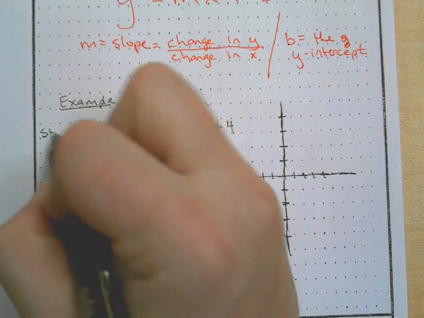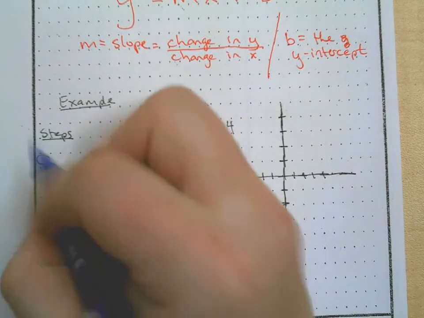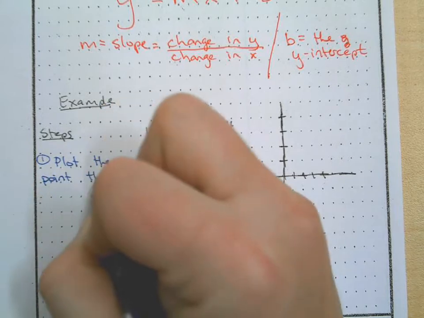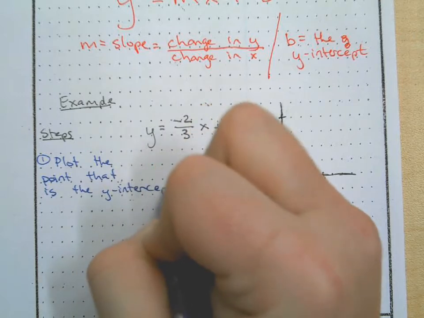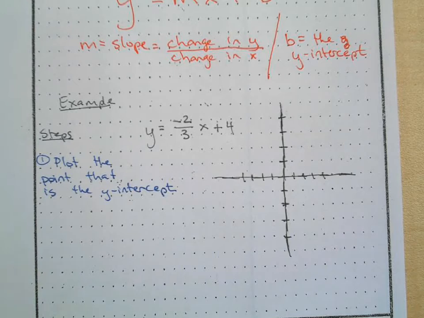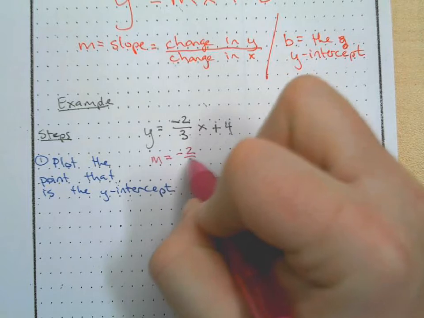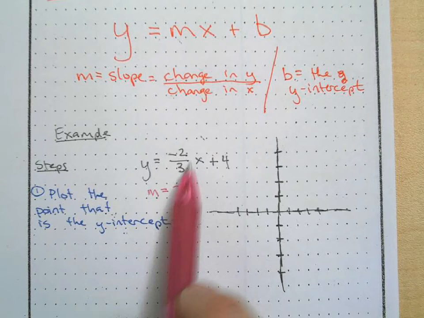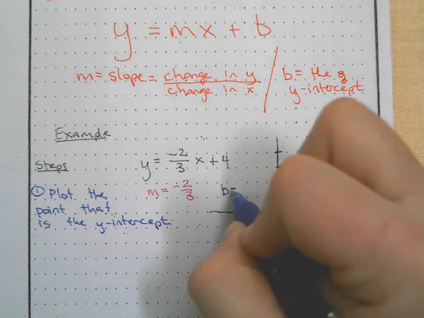And here are our steps. Step number 1, plot the point that is the y-intercept. So when I look at my equation, I can identify my pieces. My slope, m, is negative 2 over 3. That's that letter that's right in front of x. M is in front of x, so I'm going to grab whatever is right in front of x. And then my intercept, b, is equal to 4.